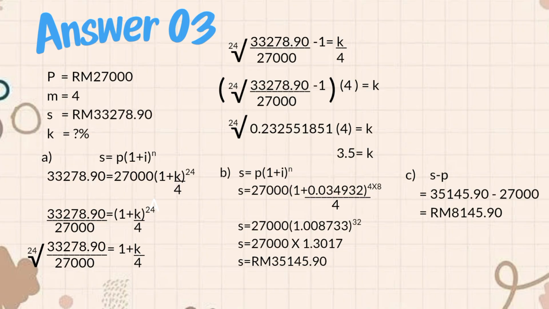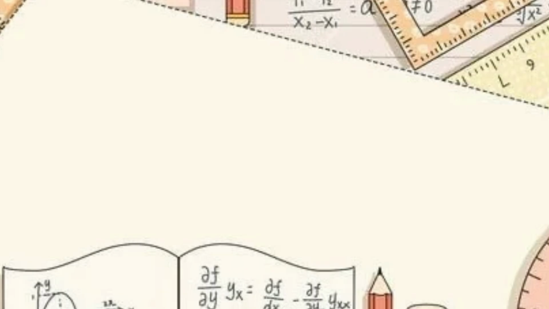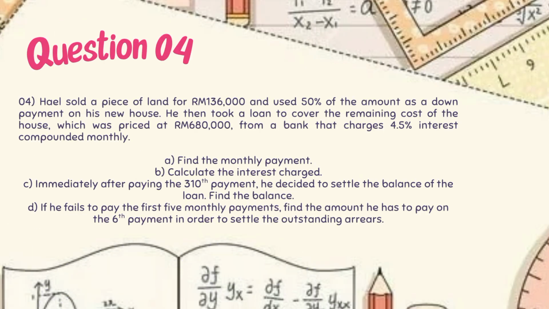So the answer is RM 8,145.90. Okay, now let's look at question number 4. The question is about a person named Hale who sold a piece of land for RM 136,000 and used 50% of it as a down payment on a new house.